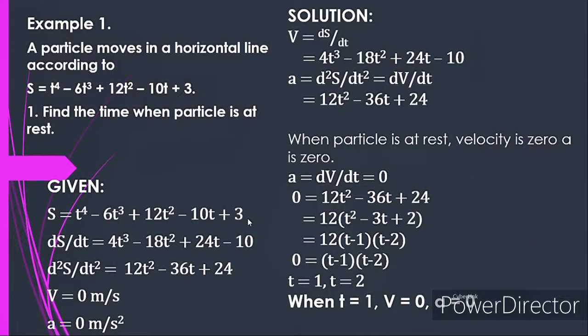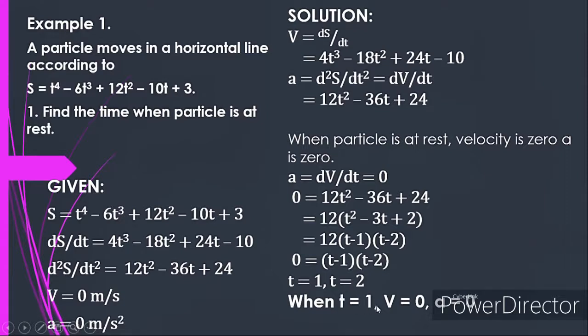So, when t is 1 second, V is equals to 0. So, try nyo pong i-compute sa inyong mga calculators. Substitute, di ba meron tayong equation ng velocity at saka nung acceleration. So, yung time, ipalit nyo doon sa t, yung value ng time.